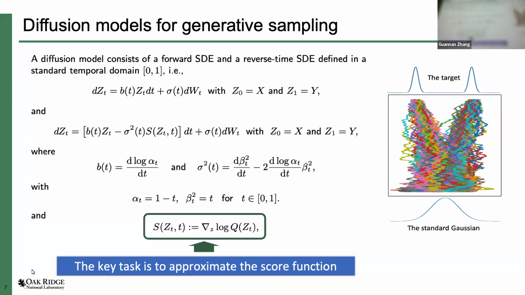In the AI community, they usually use a machine learning model like a neural network. In image processing, people usually use UNet-type architectures to learn the score function by first solving the forward SDE to generate all the path information. Then you can use the path information and the loss function to learn the score function. That's what is usually done in the machine learning community for image processing problems.